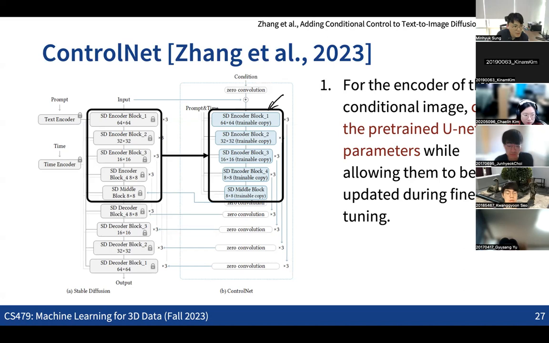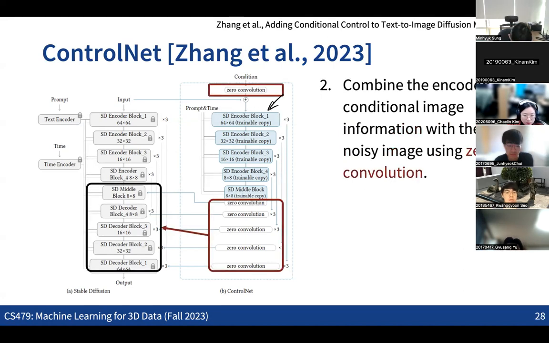And the second part is the most important part. In the second part, we are now combining the encoded information of the conditional images into the original UNet noise prediction network through a layer which is called the zero convolution.